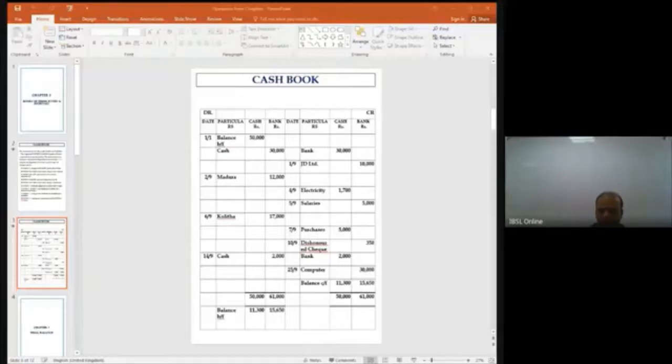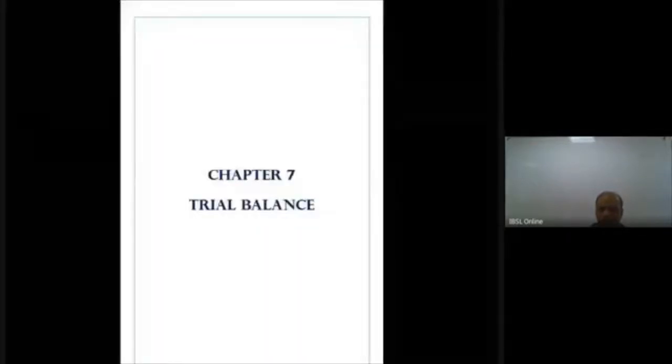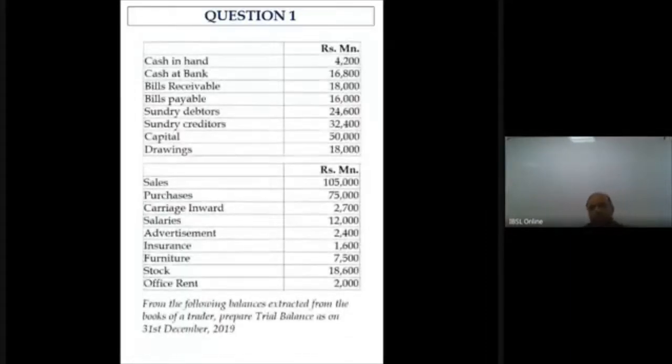Right. So now let's look at the next question, which was on trial balance. I hope you would have done it. Let us look at the first question. There is a list of balances given, and it says, from the following balances extracted from the books of a trader, prepare a trial balance as on 31st December 2019.